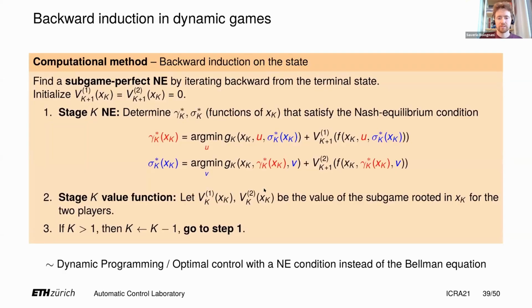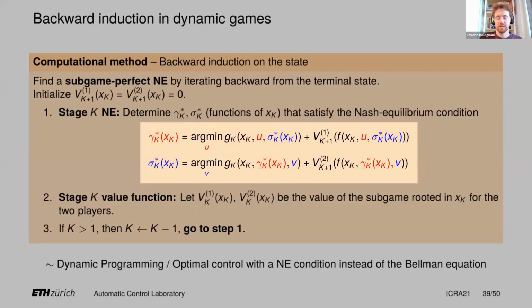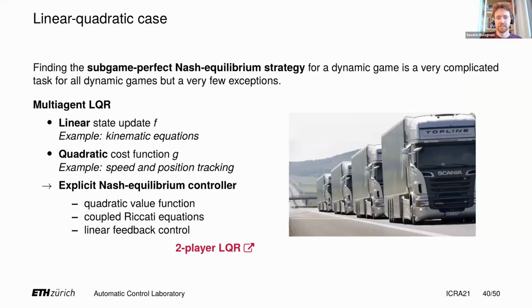Now the bad news about this: the closed-form solution for this kind of Nash equilibrium condition, in the same way in which in optimal control you can do maths beyond linear quadratic regulators, is also only available for very special cases. For example, for multi-agent linear quadratic regulators. So if you want an exact solution, then you need to stick to very few exceptions. One of them is multi-agent linear quadratic regulators, where the state update is linear, like kinematic equations. The cost is quadratic, for example speed, position tracking, the distance from the reference points.